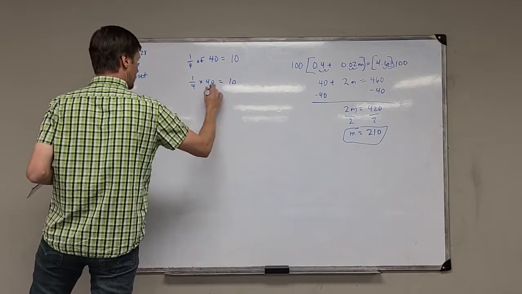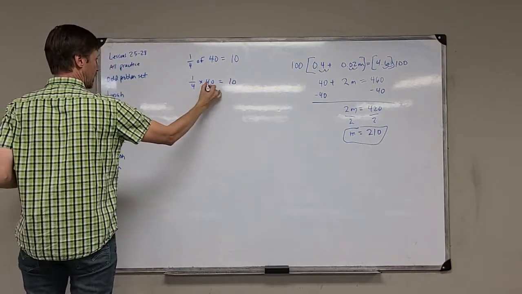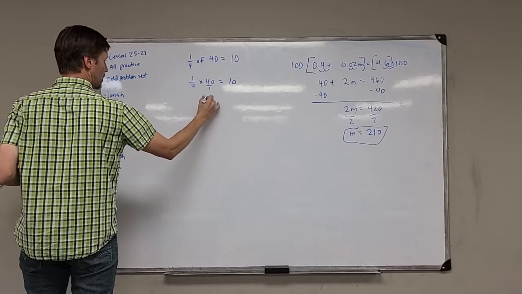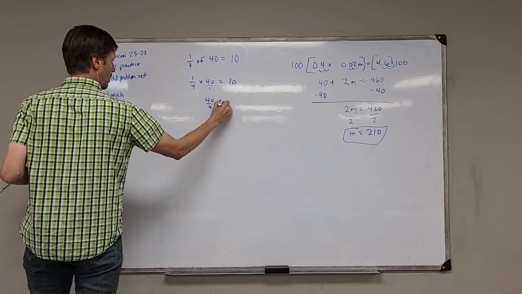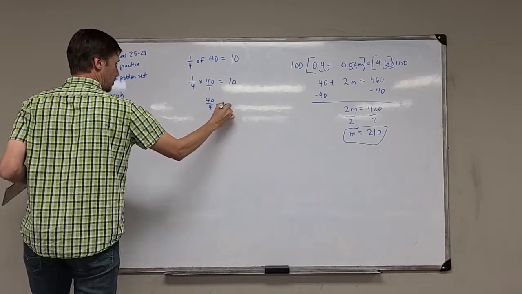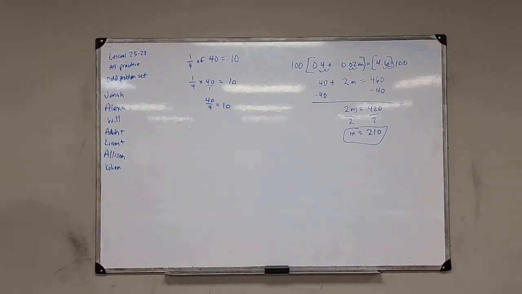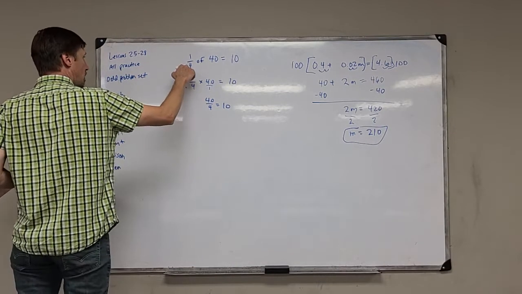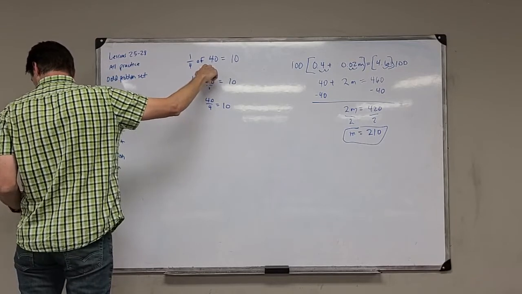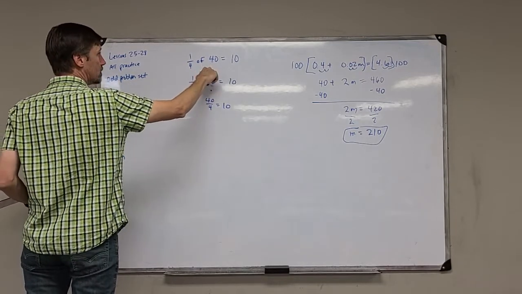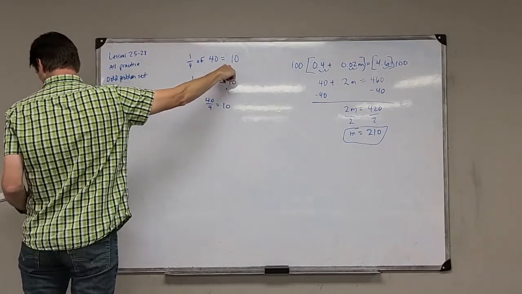We can think of it as when we multiply fractions, we think of this 40 as being over an understood 1, and so we get 40 over 4, and when we divide 40 by 4, we get 10, right? So fractional parts is just some fraction multiplied by some whole part, and that gives you the fractional part.